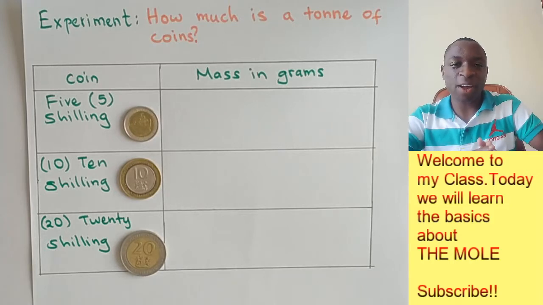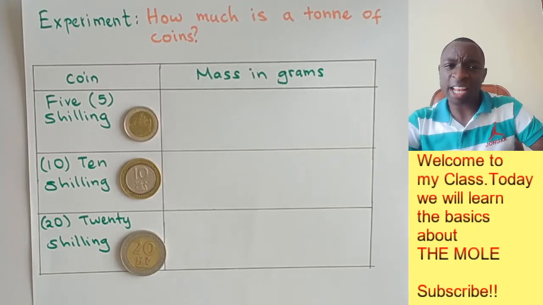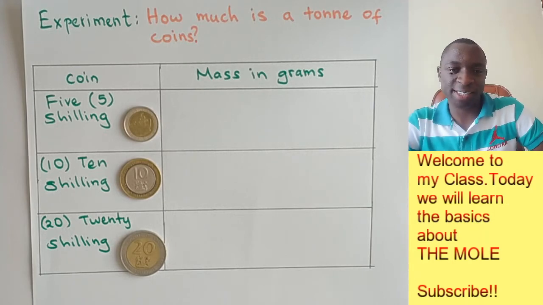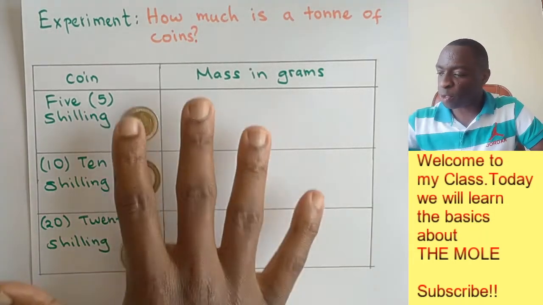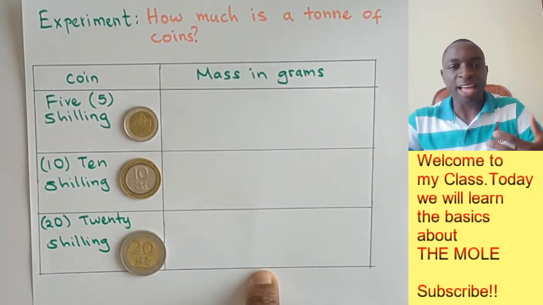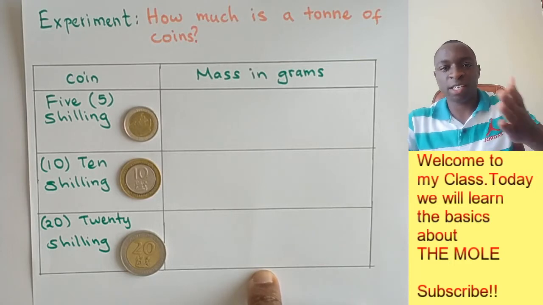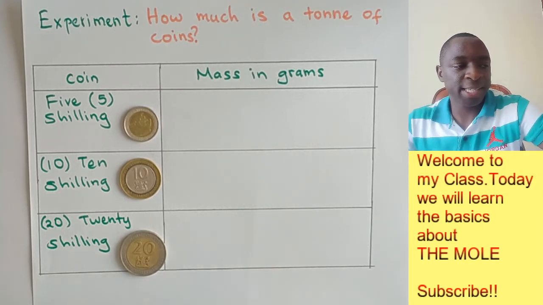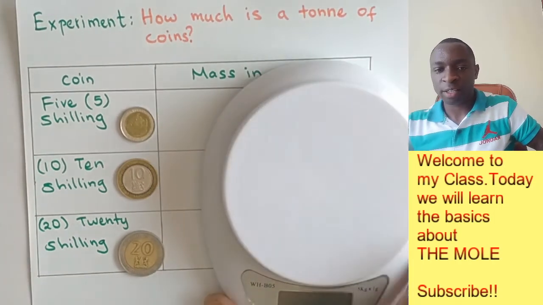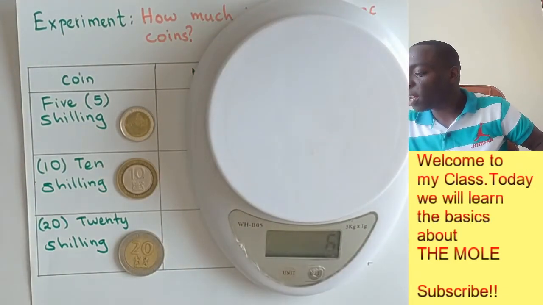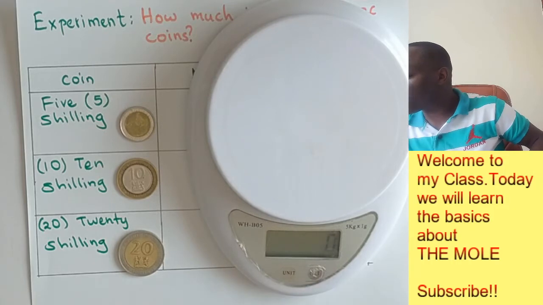All right, now let's bring this to perspective. I'll use a little experiment for this. You can ask yourself, how much is a ton of coins? Now, for us to be able to do this, we need to measure the mass of each different kind of coin, and then we can convert it into a ton and see how much that will be. So I'll have my scale right here, and of course turn it on and measure the masses of each of these coins right here.